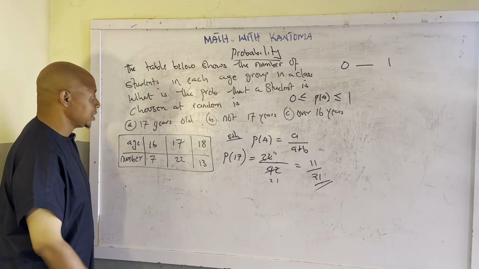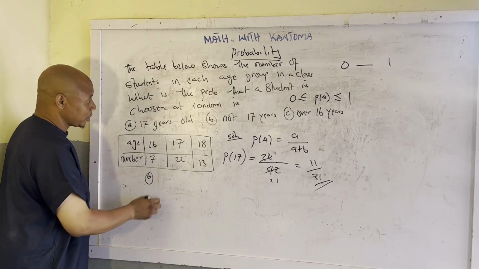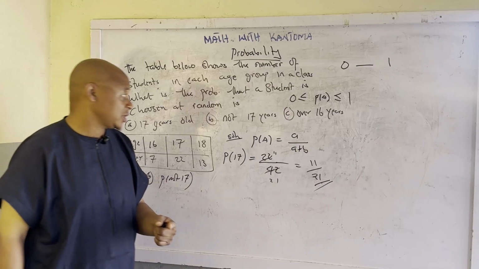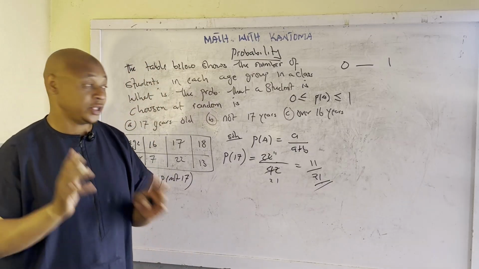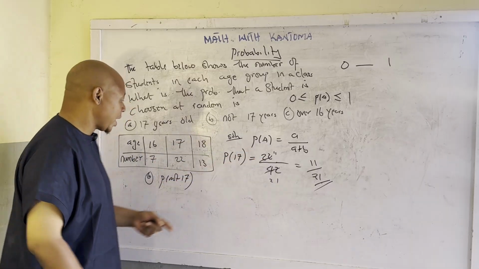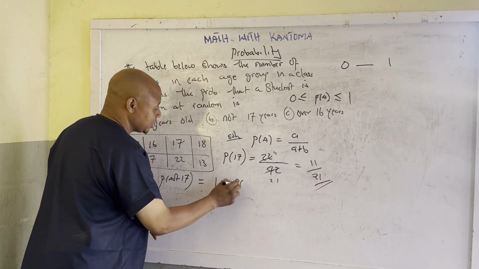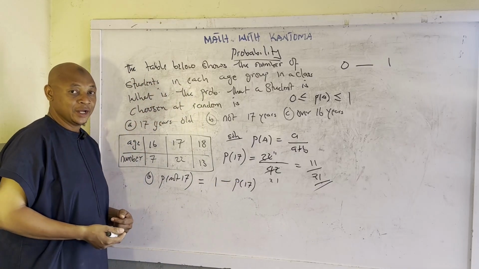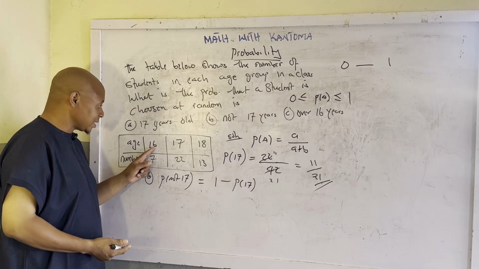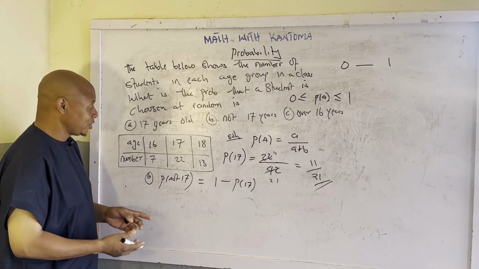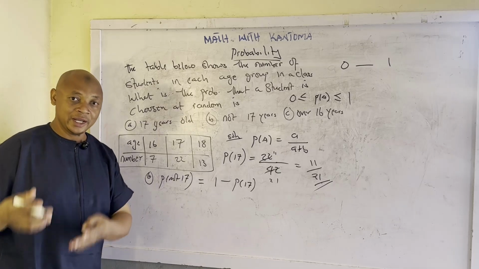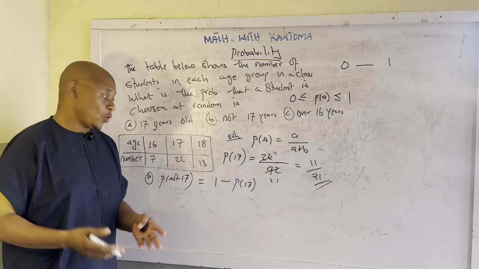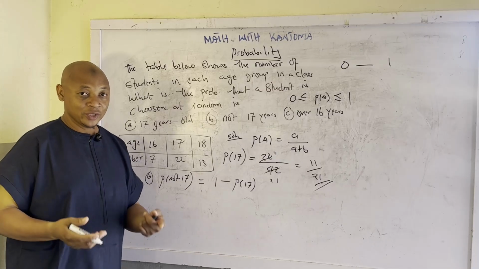So now, going back to our question, the second question says B, we should find the probability that a student is not 17 years old. There are two ways to do this. They said not 17, so I can say this is the same thing as 1 minus the probability of 17 years old. Or if it is not 17, then it is either 16 or 18, so I can find the probability of 16 plus the probability of 18 years old. If I join these two, I'm going to have the probability of not 17. Or I use 1 minus probability of 17 as the shortcut.